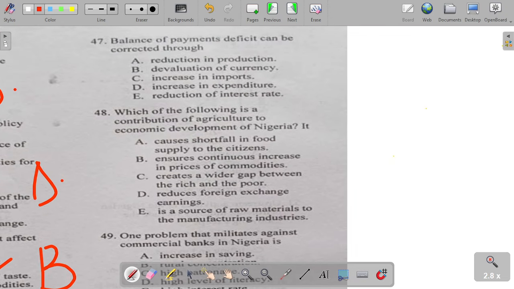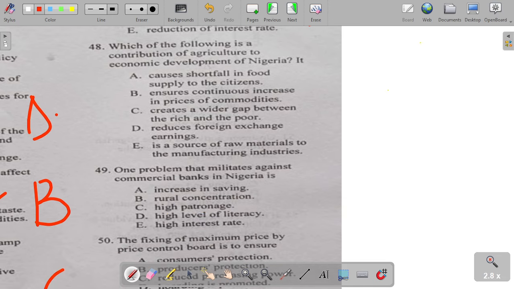Number 47. It said the balance of payment deficit can be corrected through reduction in production, no. Devaluation of currency, most likely. Increase in inputs, increase in expenditure, reduction of interest rates, devaluation of currency is B. If I'm buying more and supplying less, I like to devalue my currency to meet up with the low supply.